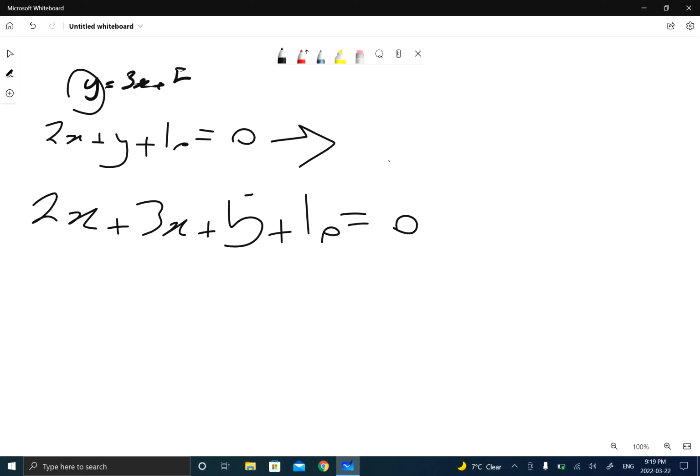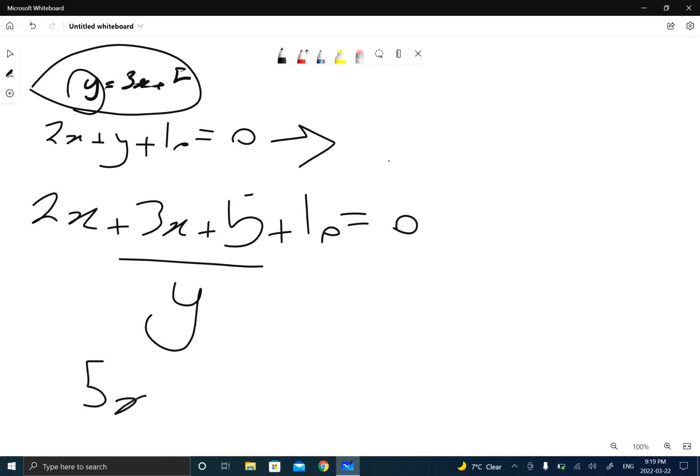Where does this 3x plus 5 come from? This 3x plus 5 is equal to y in our expression. So when we have one of them isolated, we can just put it there and find out the rest. So we have 5x plus 15 is equal to 0. So what is x? Sometimes you don't even need to change anything to find out; you can just see the answer. So here x is equal to -3.